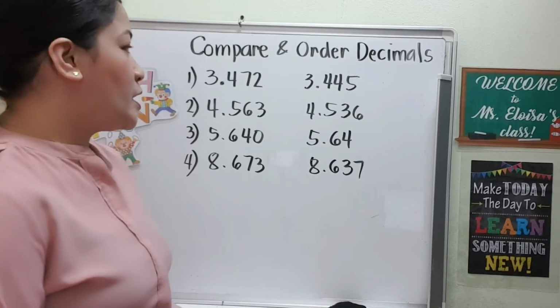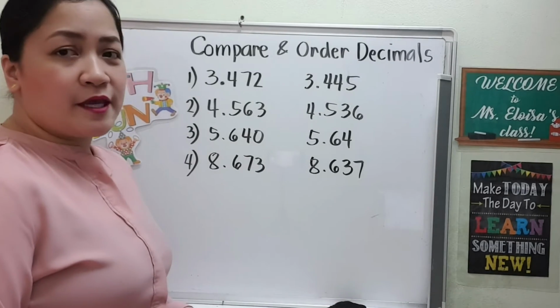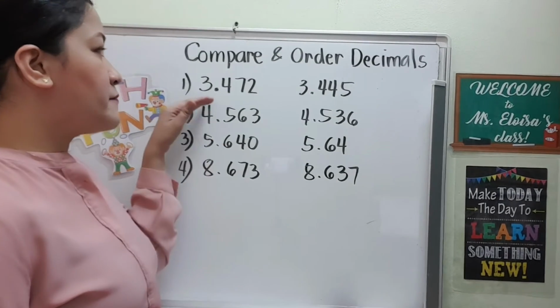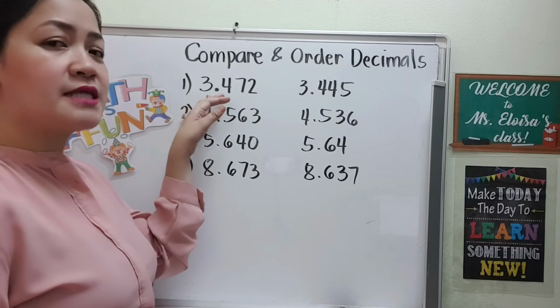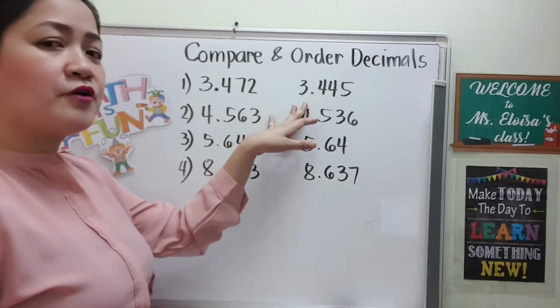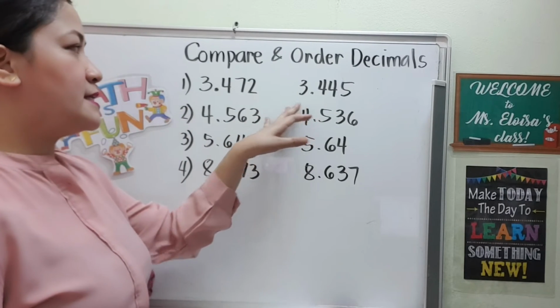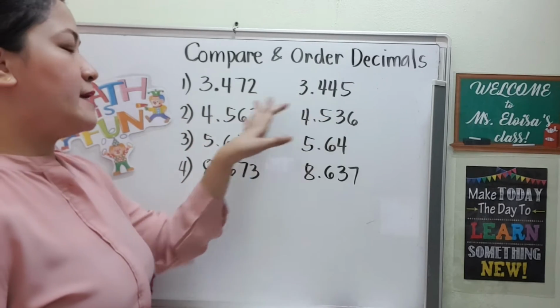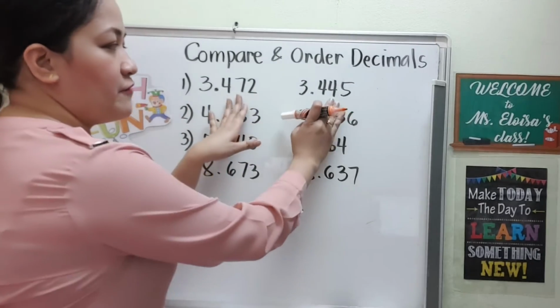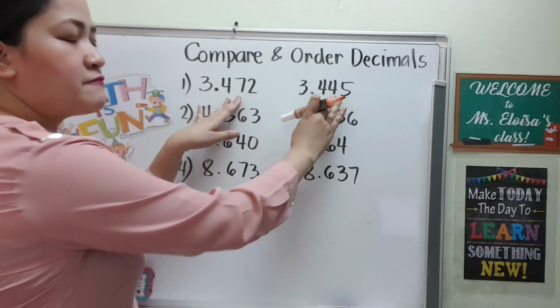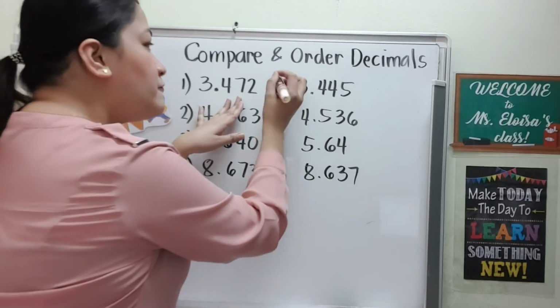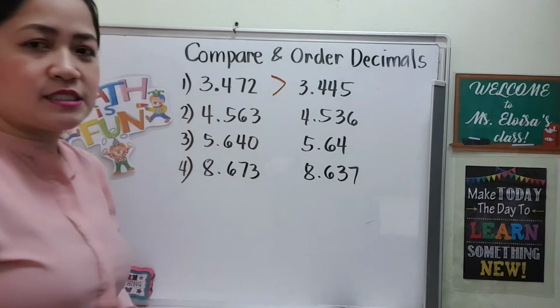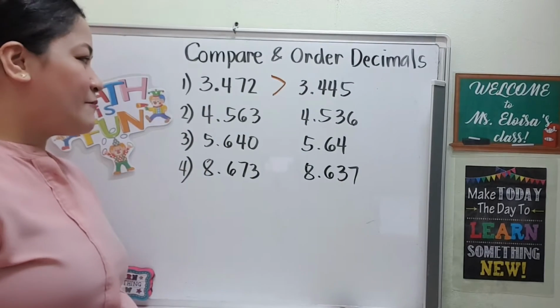Share and show. We are going to compare these numbers. So we have 3 and 472 thousandths and 3 and 445 thousandths. So the ones are the same. The tenths are the same. The hundredths are different. This is 7, this is 4, and 7 is greater than 4. So it's greater than.